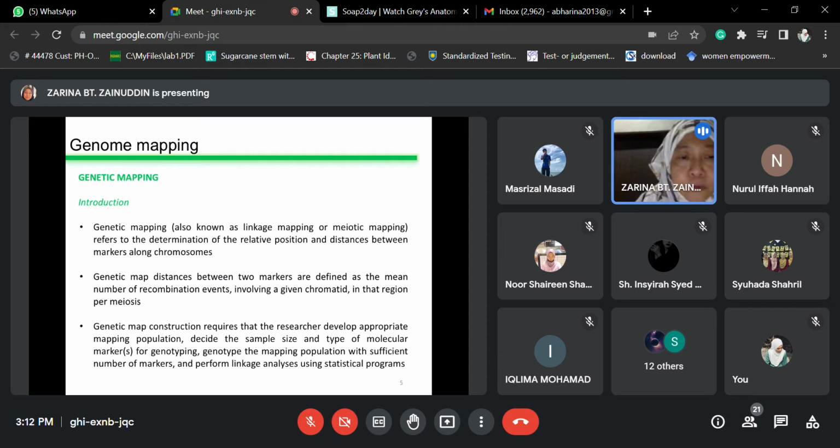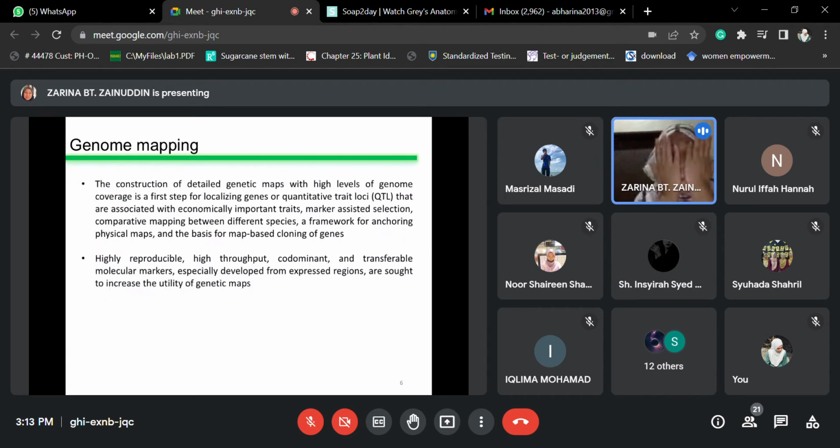For construction of a genetic map, it requires the researcher to develop a mapping population, decide the sample size and type of molecular markers for genotyping. I'm going to discuss with you the different types of molecular markers. Then genotype the mapping population with a sufficient number of markers and perform linkage analysis. Then we can map the distance between the markers along the chromosome. Any questions so far?